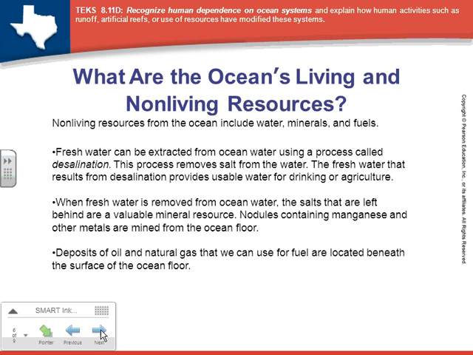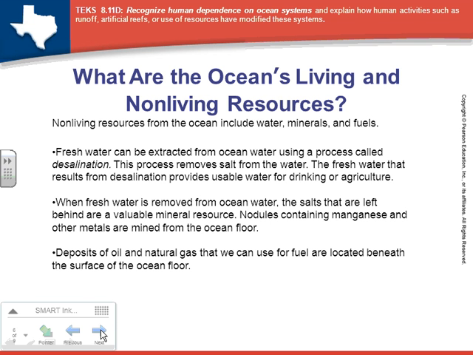Some of the non-living resources from the ocean include water, minerals, and fuels. Fresh water can be extracted from ocean water using a process called desalination. So desalination is basically just removing the salt from the water, and that fresh water is then safe to drink, and it can also be used for agriculture in surrounding areas.